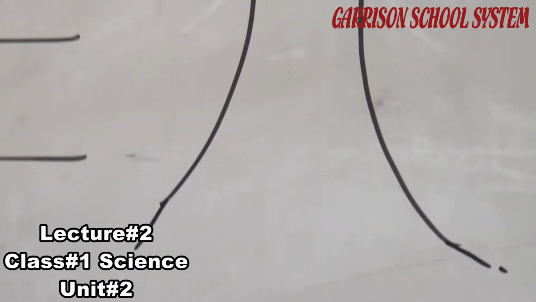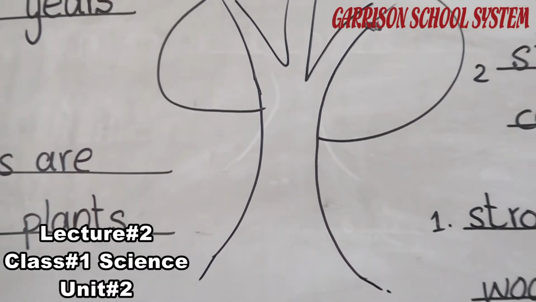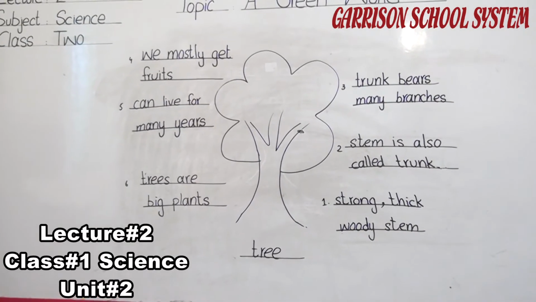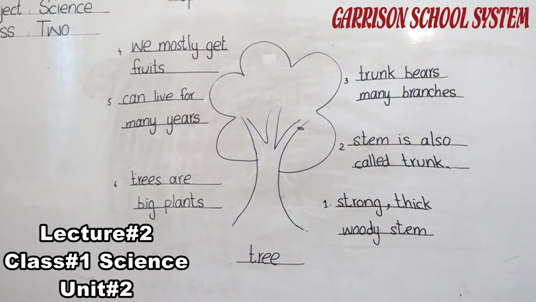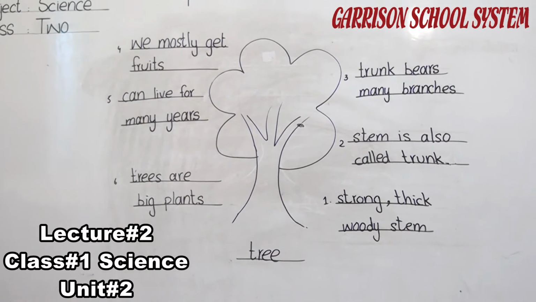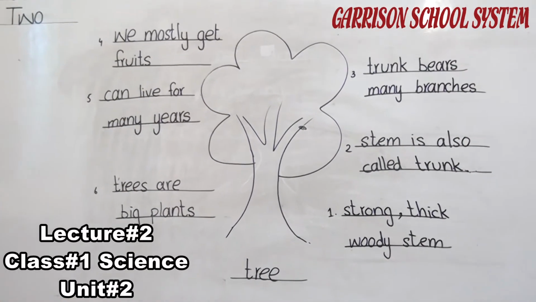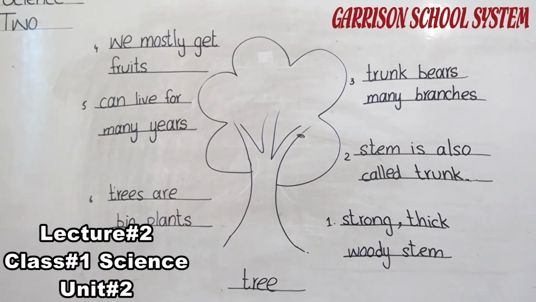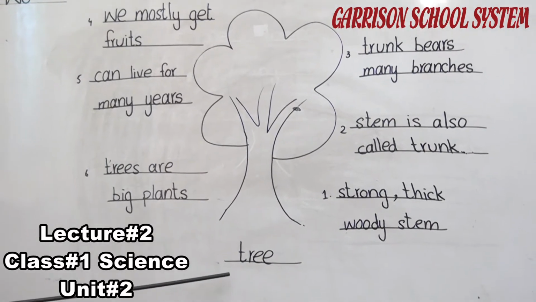After the warm-up activity, we start our topic on page number 9. You know that plants are living things. Some plants grow on land and some grow in water. They are of different shapes and sizes. According to their size and shape, the plants are divided into different groups. The first group is called trees.